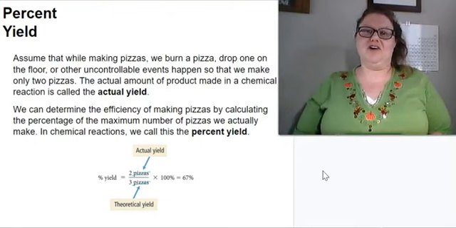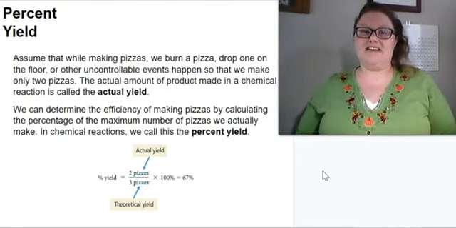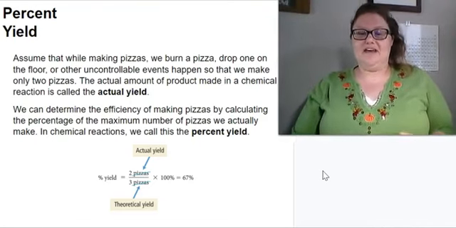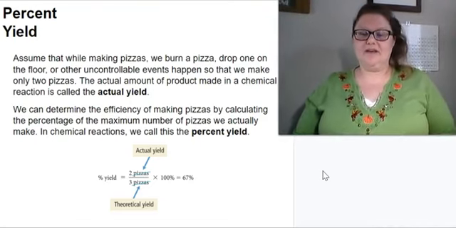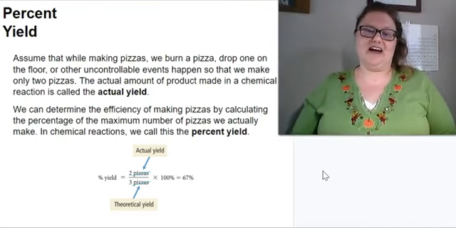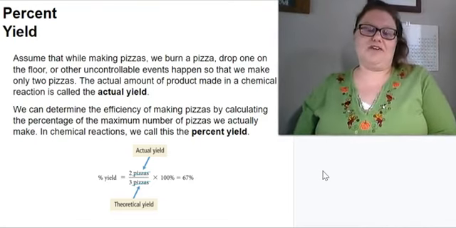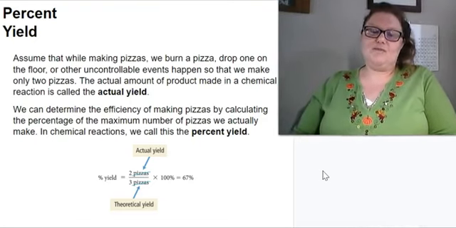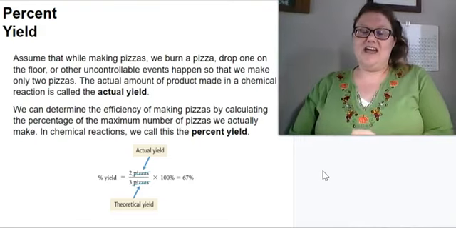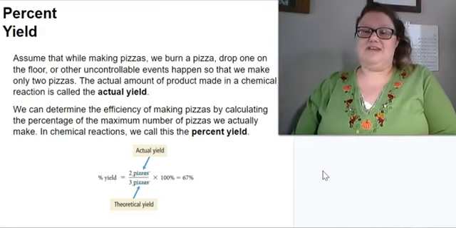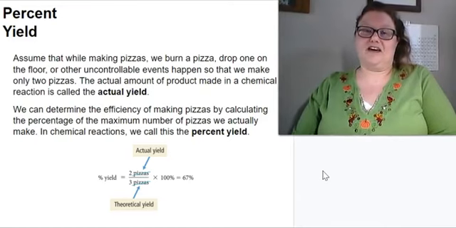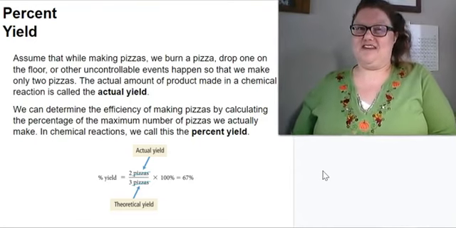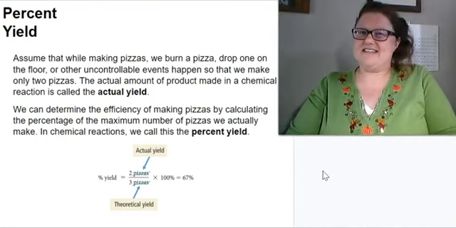We can then determine a grade for ourselves of how well we did making our product by calculating the percent yield. And the formula is down there at the bottom. The percent yield is found by taking your actual yield, dividing it by your theoretical, and then multiplying that by 100%. So we made 2 pizzas. We had enough material to make 3. 2 divided by 3 is 0.67. Multiplying it by 100 gives us a grade of 67%. That's a D+.